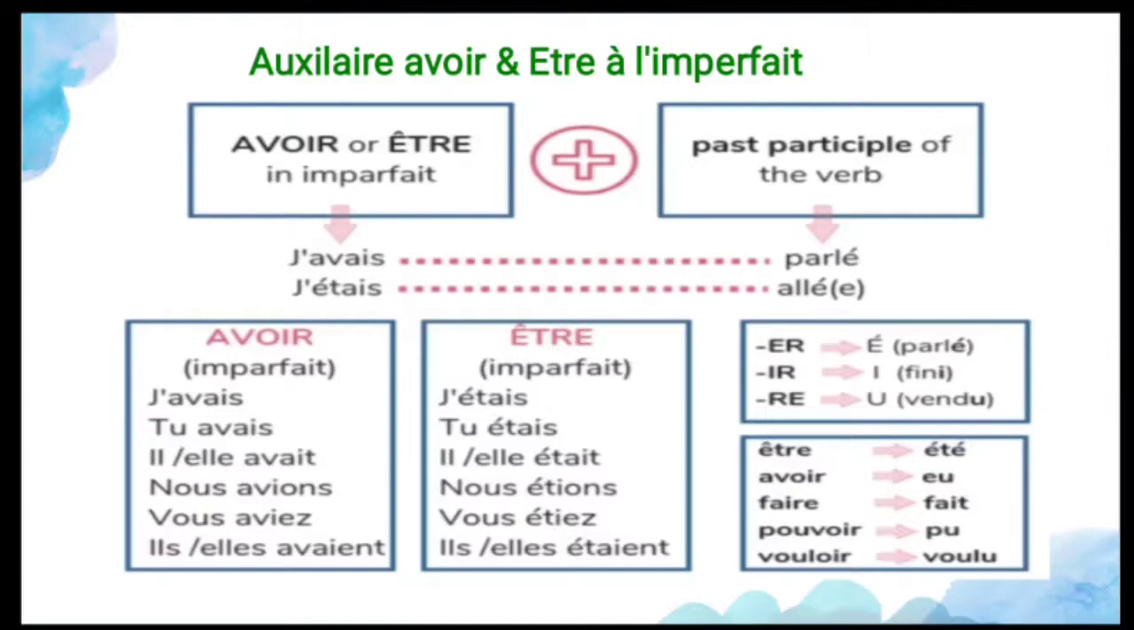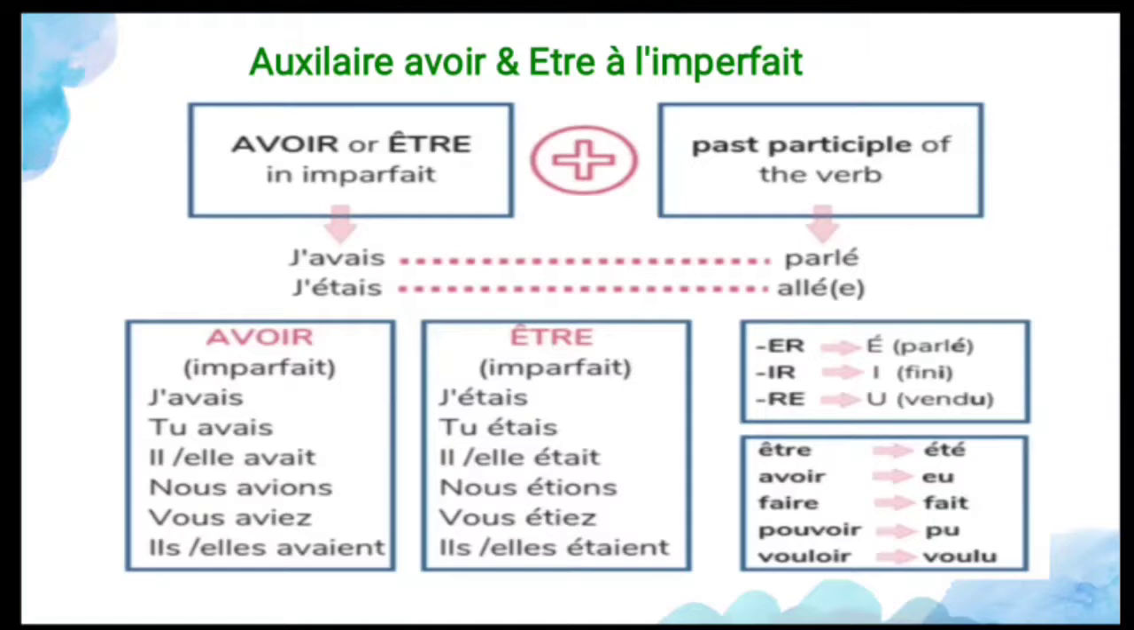The être verb imperfect conjugation is j'étais, tu étais, il était, elle était, nous étions, vous étiez, ils étaient, elles étaient. So j'étais means I was, you were, he was, she was, and we were, you were, they were, and they were. This is the conjugation for this.